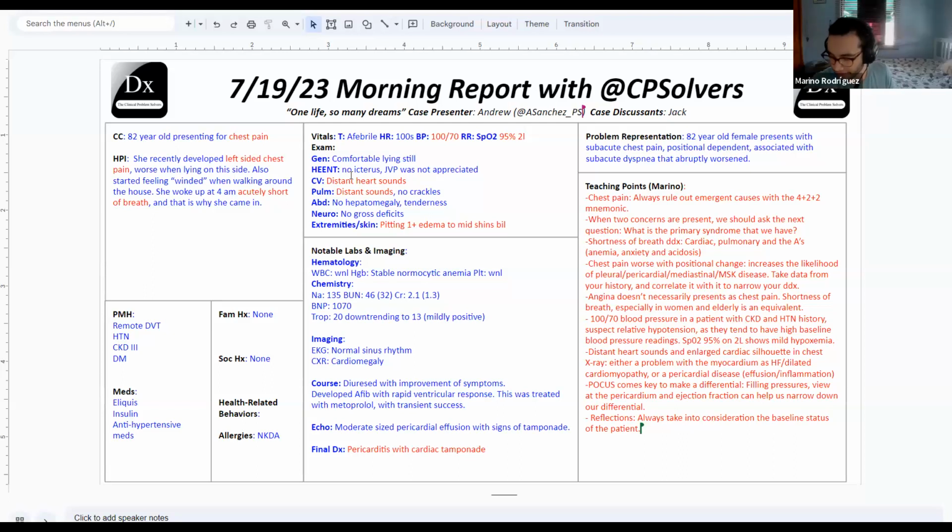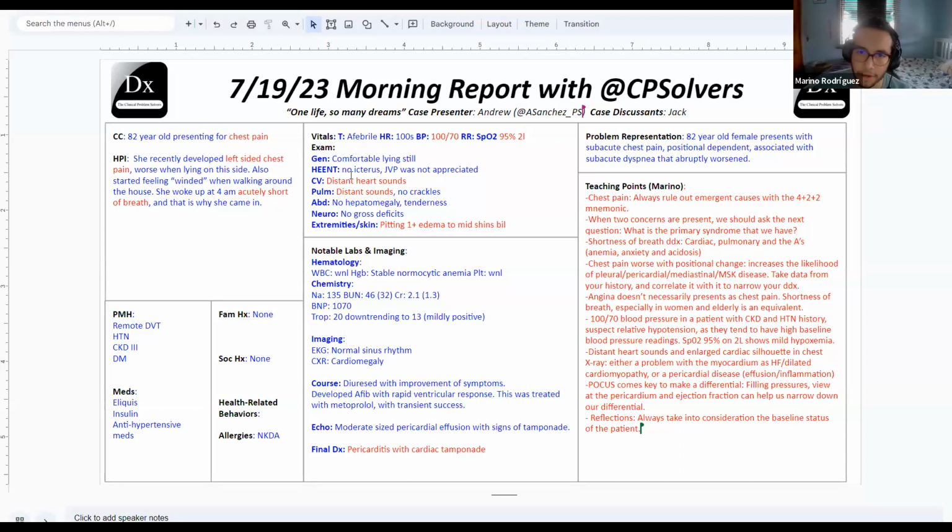Okay, guys, let me take you real quick through the teaching points. Amazing discussion, an amazing case, and even greater reflection at the end. So I really loved it. Basically we started with a patient that had subacute chest pain and also subacute dyspnea that later got worsened. So every time we get chest pain in a clinical picture, we should always rule out the emergent causes, and we used the 4+2+2 mnemonic for that.